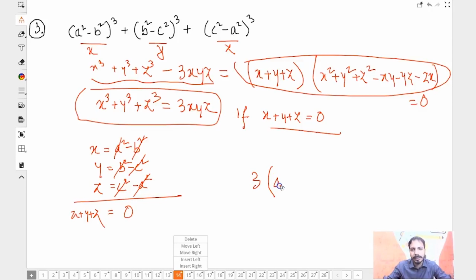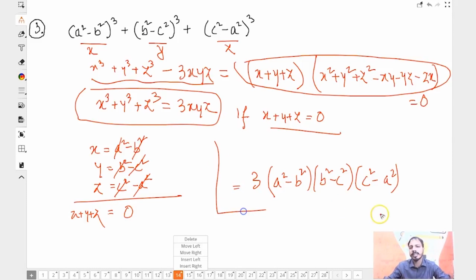So the answer here will be 3 into x, which is a square minus b square, into b square minus c square, into c square minus a square. You can further factorize it, or you can leave it in this form, or you can write it as a plus b, a minus b, b plus c, b minus c, c plus a, c minus a. So in this way also you can do this. So this is all about factorization, guys, and using identities you can factorize.